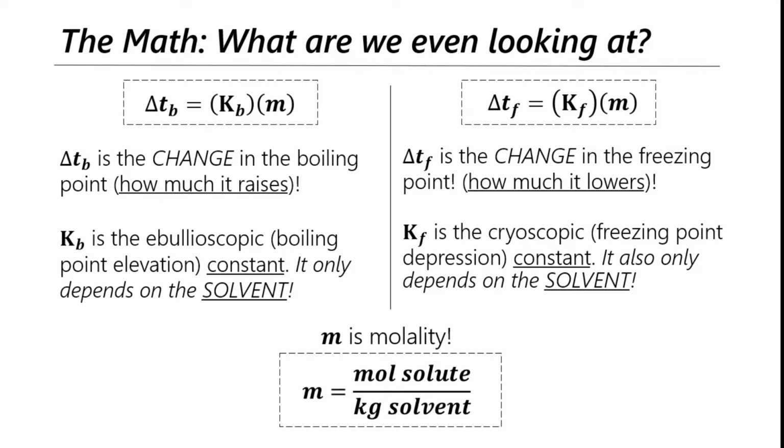You might find online or in a textbook that Kb and Kf have some fancier names. You can say that Kb is the ebullioscopic constant, or if you don't want to be a nerd about it, the boiling point elevation constant. And Kf is the cryoscopic, or again, freezing point depression constant. Again, both of those just depend on the solvent. And then in both cases, little m is molality, moles of our solute divided by kilograms of solvent.